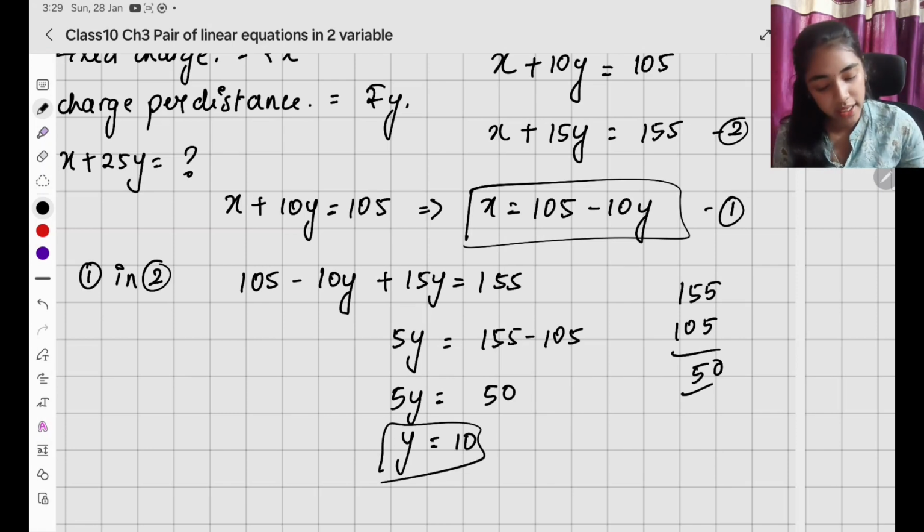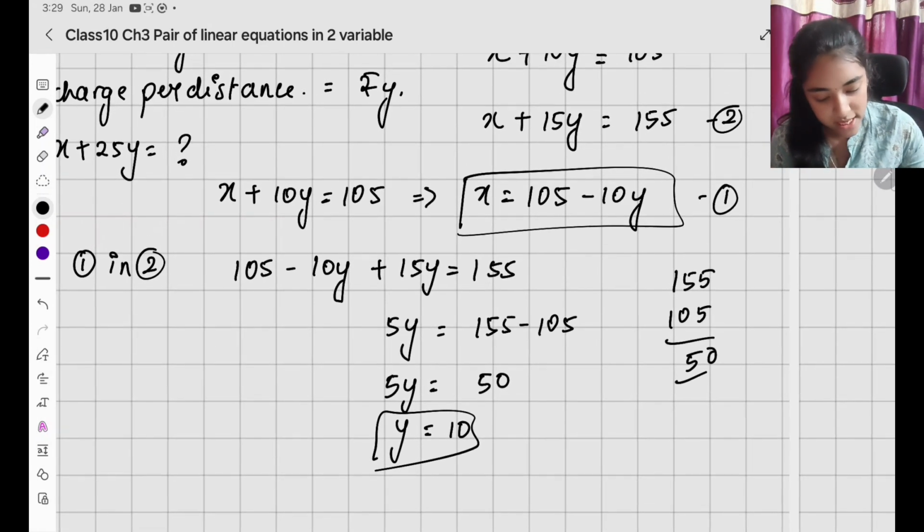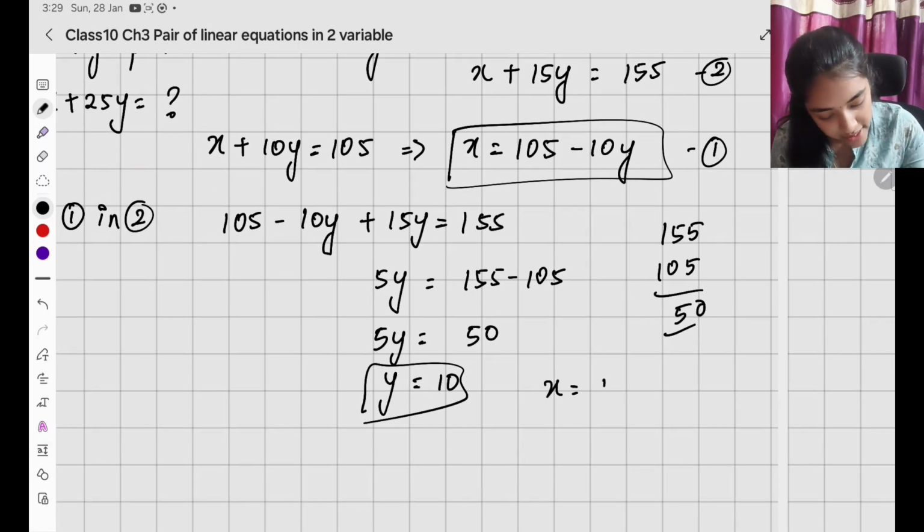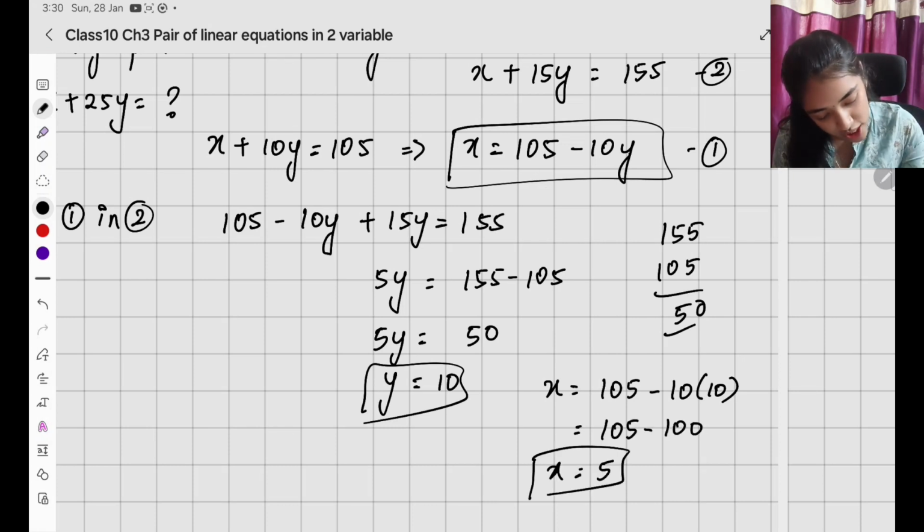So y value 10. அப்படினா என்ன அர்த்தம்? Per kilometer க்கு 10 rupees. இப்போ x value என்ன? We have x equals 105 minus 10 into 10. So we have 105 minus 10 tens are 100, which is going to be 5. So fixed charge is going to be 5 rupees. So if you travel 10 kilometers, you have to pay 5 rupees fixed charge plus 10 rupees per kilometer.